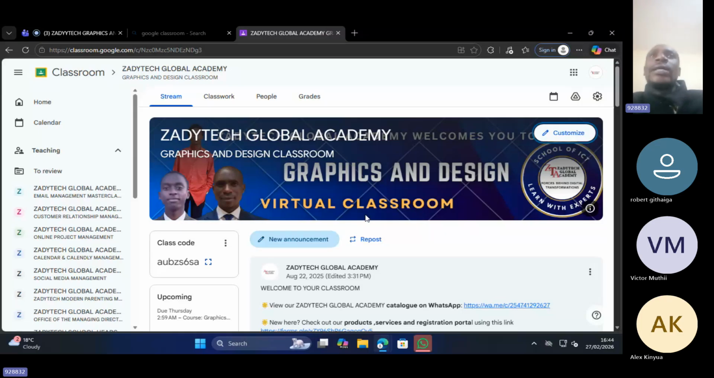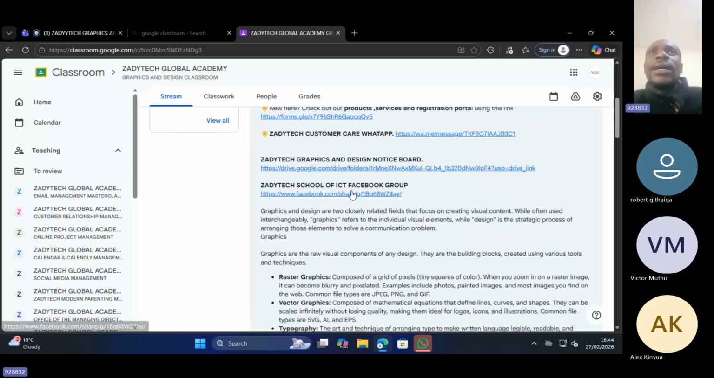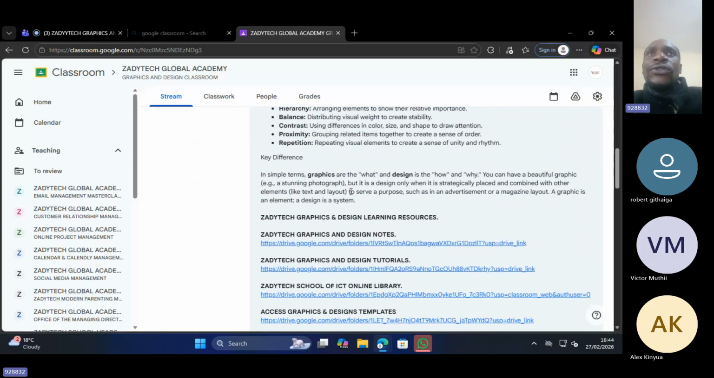So we are going back to our classroom so that you can look for the notes for whatever we need to discuss today. As I go through the classroom, you can also see the procedure on how to navigate through it. So this is the classroom. You log in using your Google Classroom or your email. Then after that, you scroll downwards. I'm going to scroll up to where we had Zatec Graphic and Design Learning Resources.